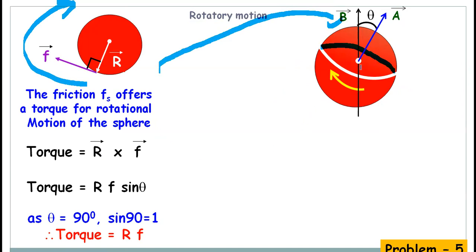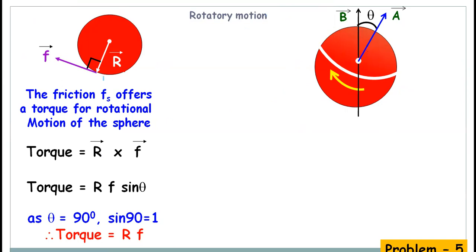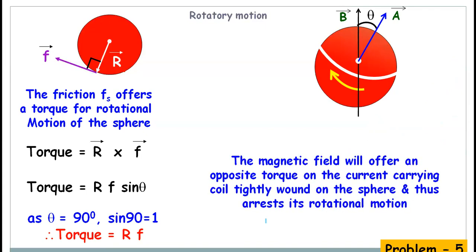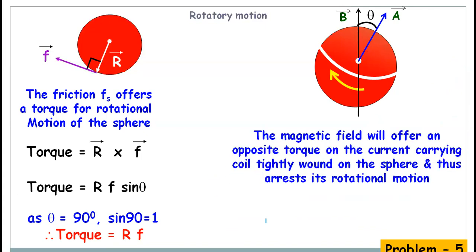If the torque offered by the magnetic field matches with the torque offered by the friction, or balances the torque offered by the friction, then the ball will not undergo rotational motion. The sphere, in fact, will not undergo rotational motion. So the sphere will remain in absolute equilibrium. It neither has translatory motion nor rotatory motion. So we will just find out the formula for the torque. The magnetic field will offer an opposite torque on the current carrying coil tightly wound on the sphere and thus arrests its rotational motion.